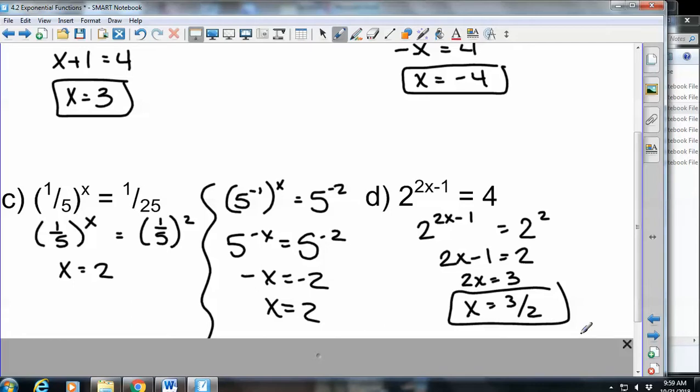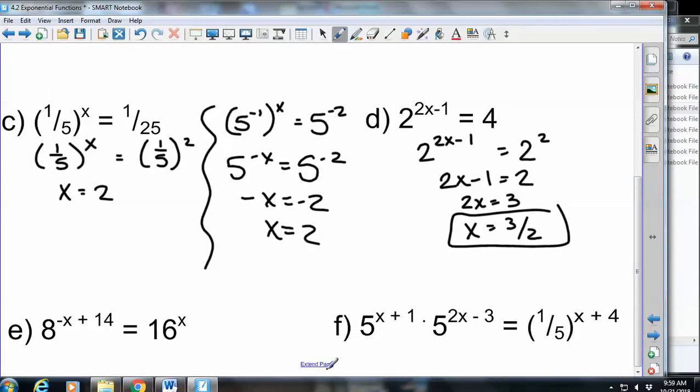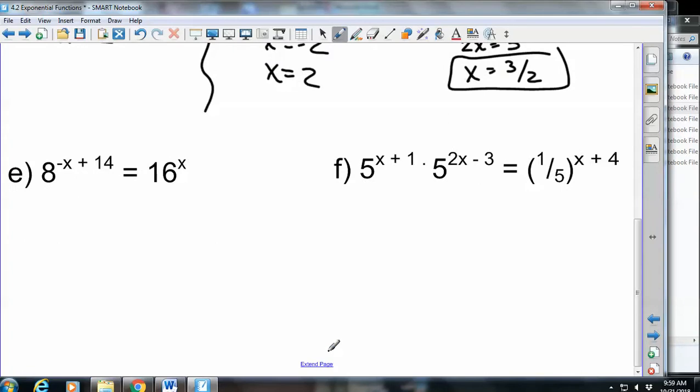Are these okay? Some more complicated ones.